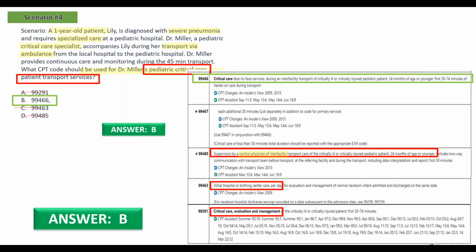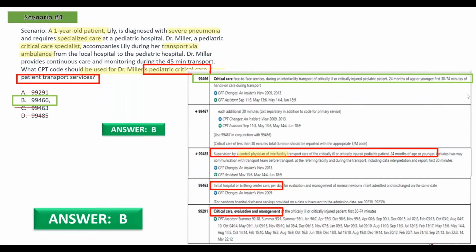And CPT codes 99485 and 99486 are used when the provider supervises the transport of a critically ill or injured child, 2 years of age or younger, between the facilities, up to 30 minutes. He communicates with the transport team before the transport, during the transport, and upon arrival at the receiving facility, and he interprets the patient data relayed by the transport team. So those are the two different code sets for pediatric critical care transport services. Hope the difference is clear for you all.